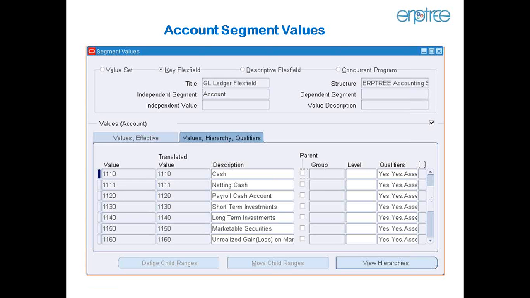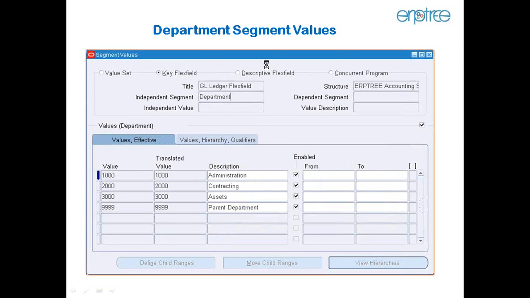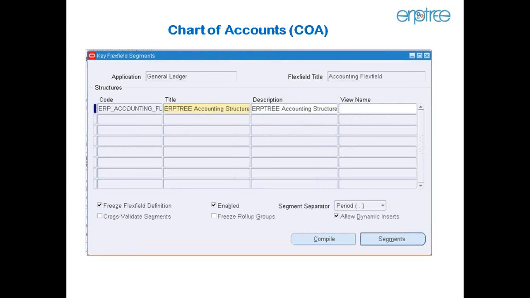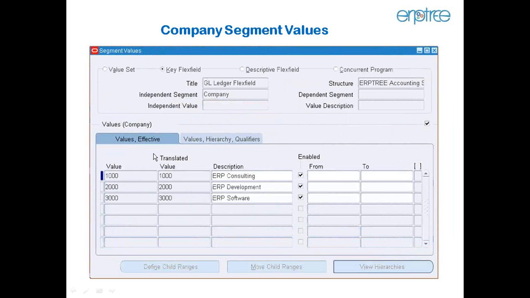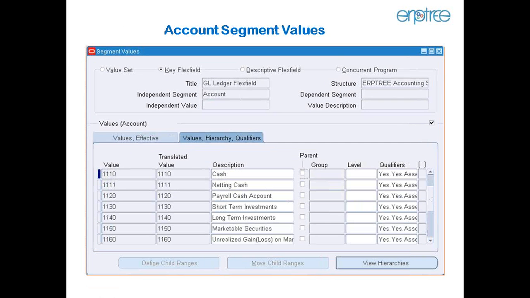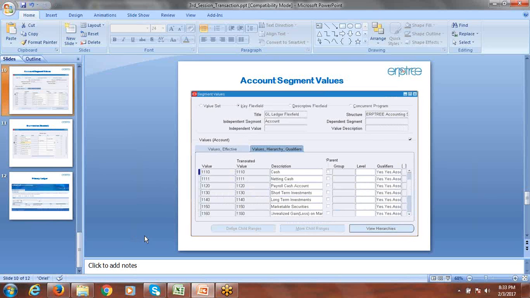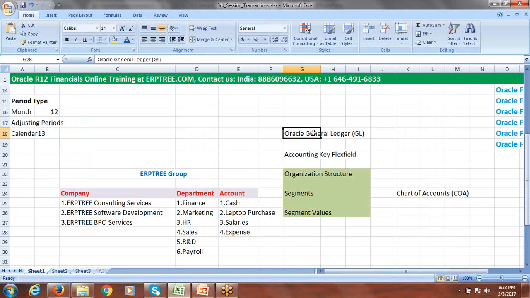This is how we can create the structure. Within the chart of accounts, we can create the structure. Under structure, we can create the segments. Under segments, we can create company segment values, department segment values, and account segment values. The same we discussed here: the application, under that the accounting key flexfield. Here we discussed it as accounting key flexfield, but there we saw the name as accounting flexfield; that is the display name they are giving. Under that, we will be creating the account organization structure, the segments and segment values. These three we call the chart of accounts.